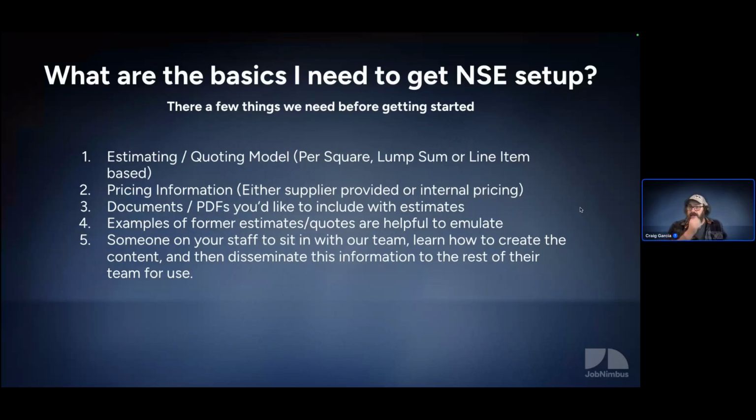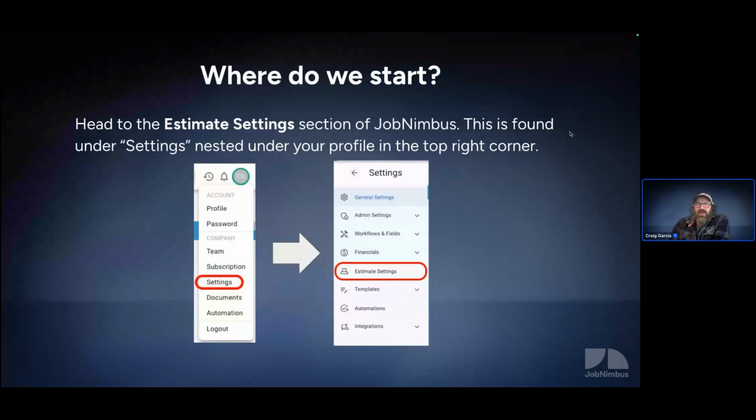And the last thing that we need is somebody on your team to sit in with us, learn how to create the content, and then take what they've learned and disseminate that to the rest of your team. So where do we start? You're going to go to JobNimbus and find your icon in the top right-hand side. You're going to click on that profile icon followed by settings, and then you're looking for estimate settings.